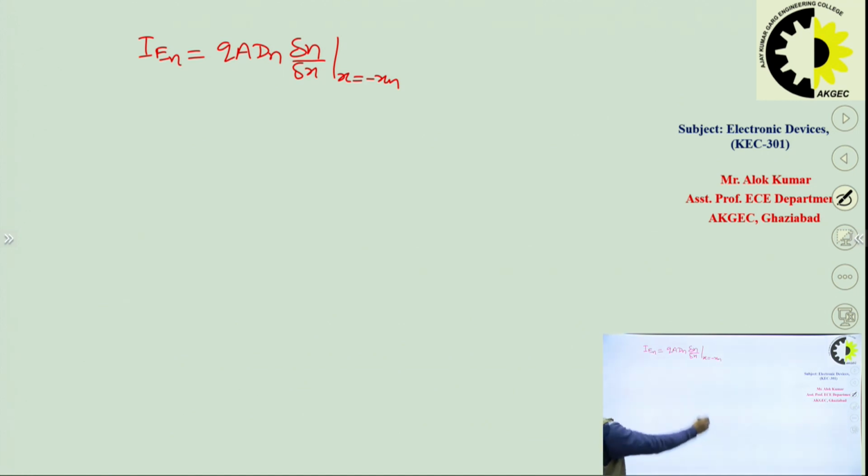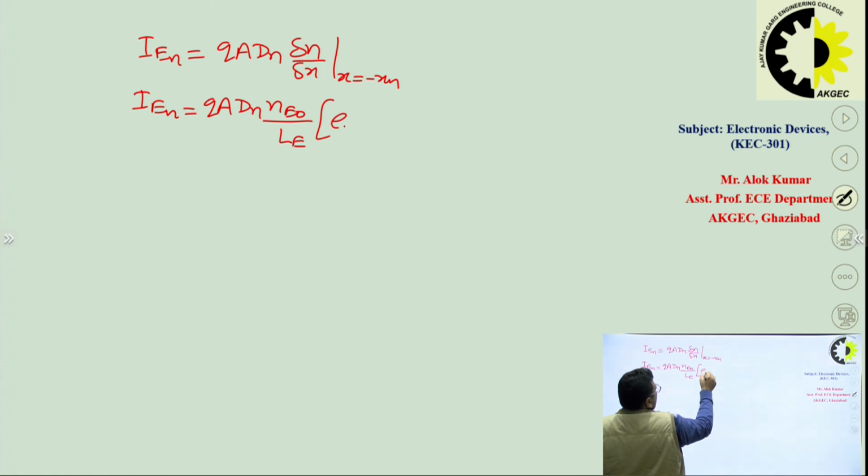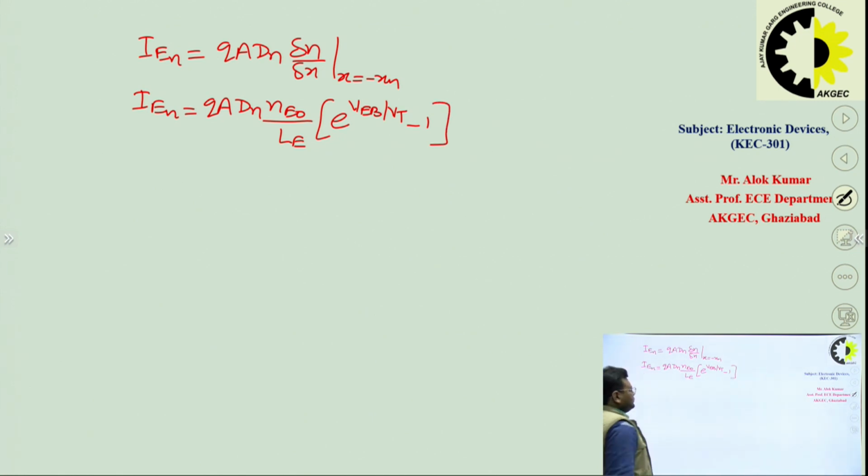So, what will be the value of this? IEN will be equal to Q into A into Dn into Ne naught divided by LE, which is the diffusion length of electrons in the emitter, into e to the power VEB over VT minus 1. This will be the value of IEN.